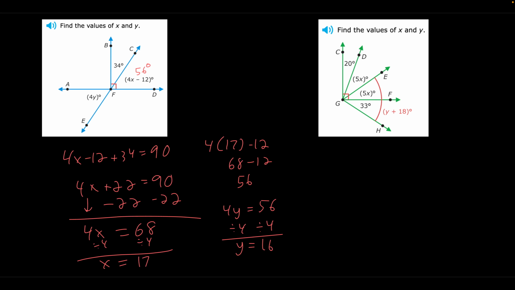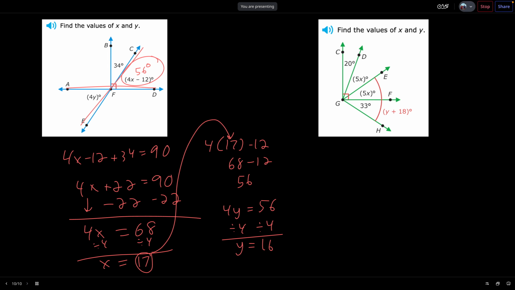Okay, now that you've had time to work these problems, let's check your solutions. For the first problem, here is the work. You should have solved for x first. Then you had to take the x and plug it in to find that this angle is 56. Then you use vertical angles again to find that y is equal to 16.